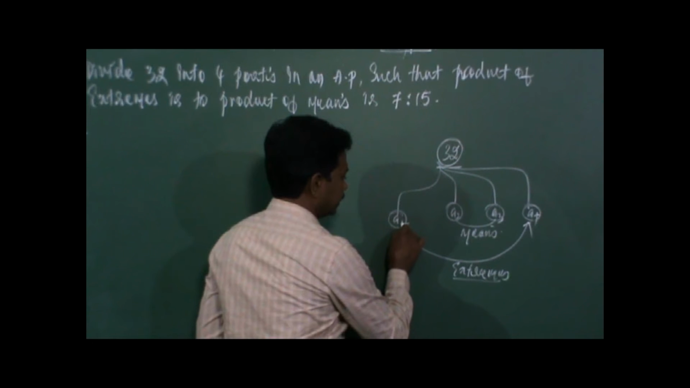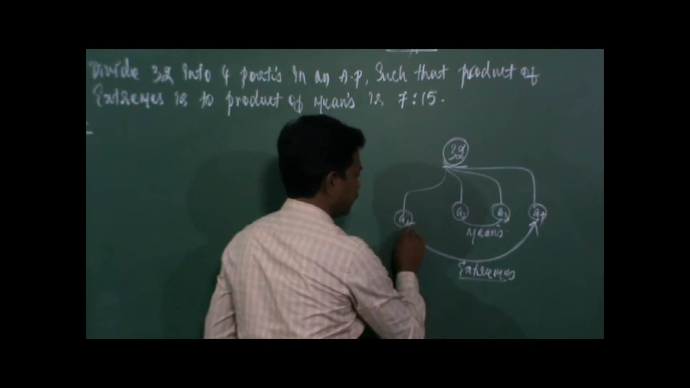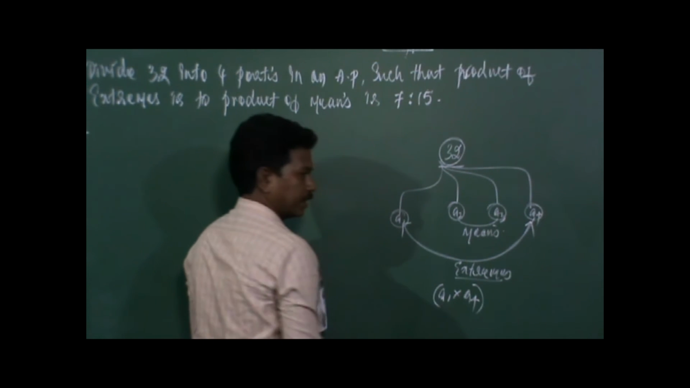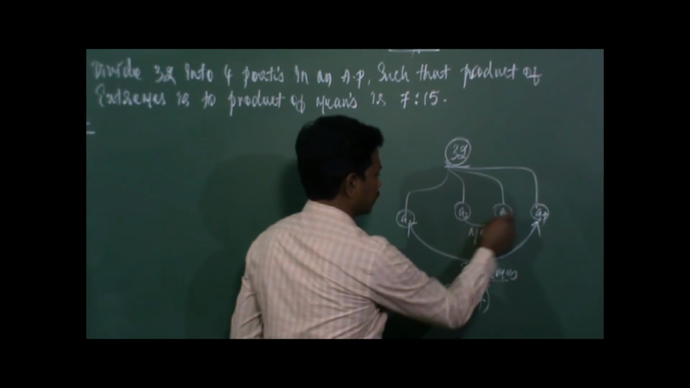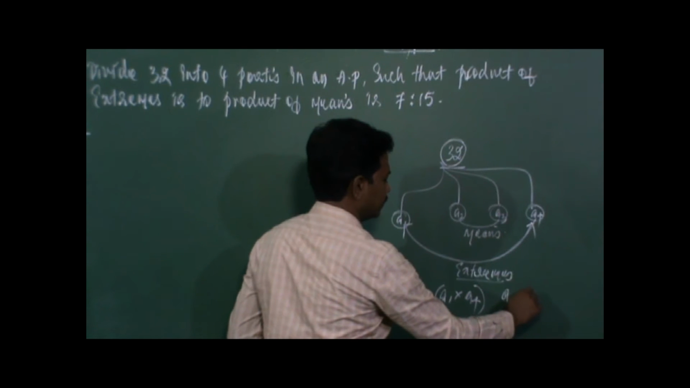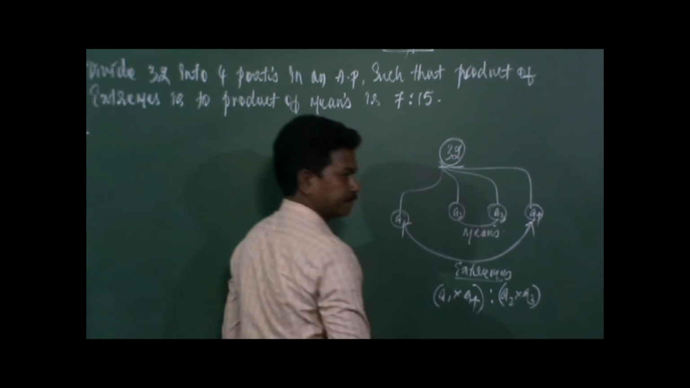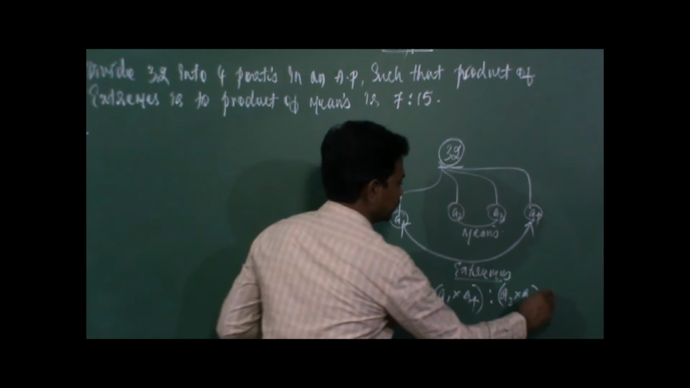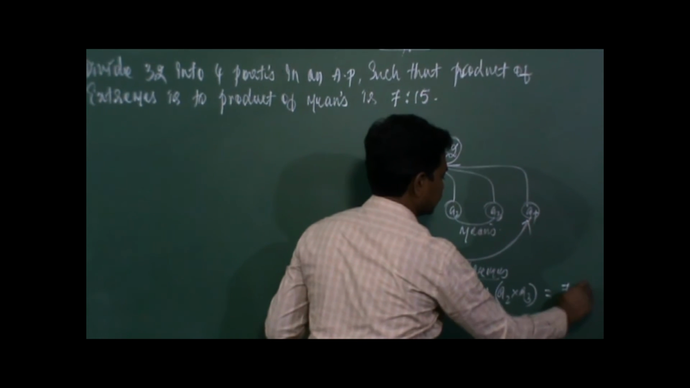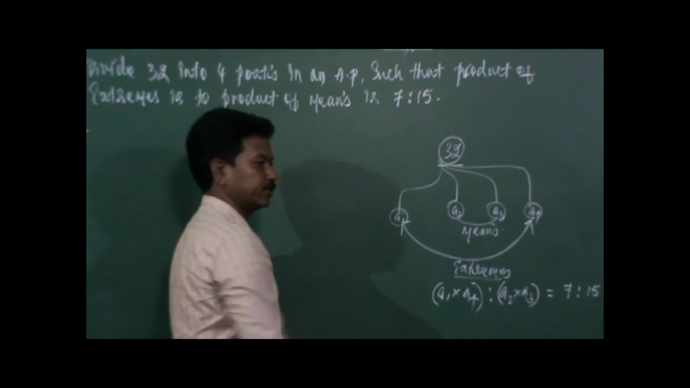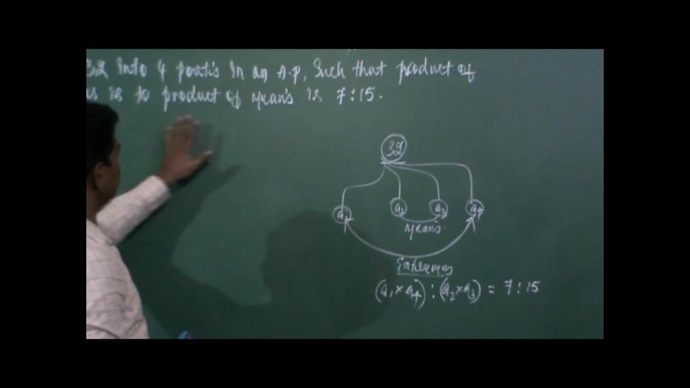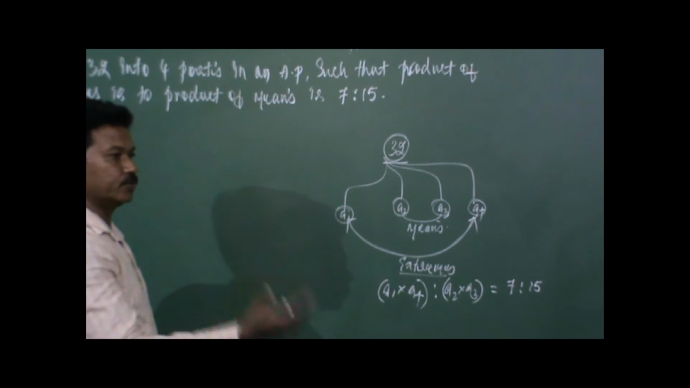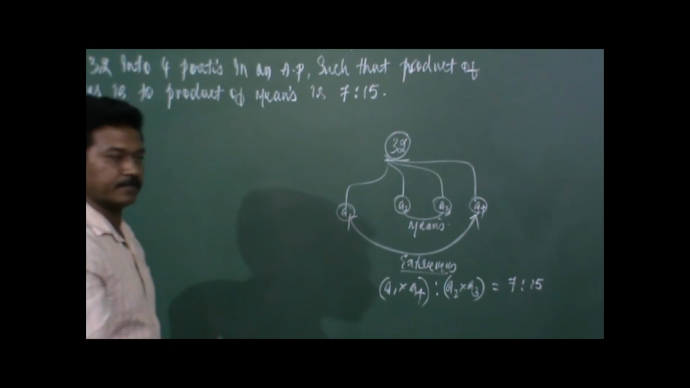So when you take the product of extremes, that is A1 into A4, and the product of means, that is A2 into A3, the ratio between them is given, that is 7:15. So with this condition, you have to find the 4 parts. You have to find how you are going to divide 32 into parts that are in the form of an AP.